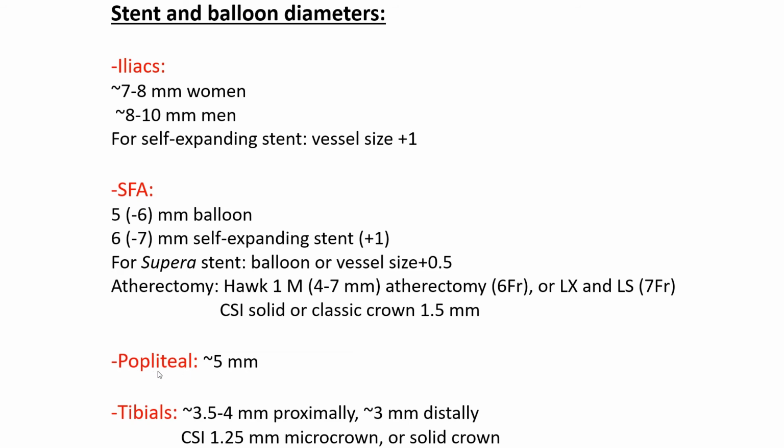Popliteal arteries in general about 5 millimeter. It could be 6 millimeter in some larger patient, but you remember a number 5 millimeter, kind of close to the SFA. So SFA and popliteal about 5. Iliac 7 to 8 in women, 8 to 10 in men. Tibials, the proximal tibials are 3.5 to 4 millimeter. I tend to err on the 4 millimeter side of those. Distal is about 3 millimeters. You use a CSI crown of 1.25 millimeter, whether micro, soft crown, or solid crown, but 1.25 millimeters.